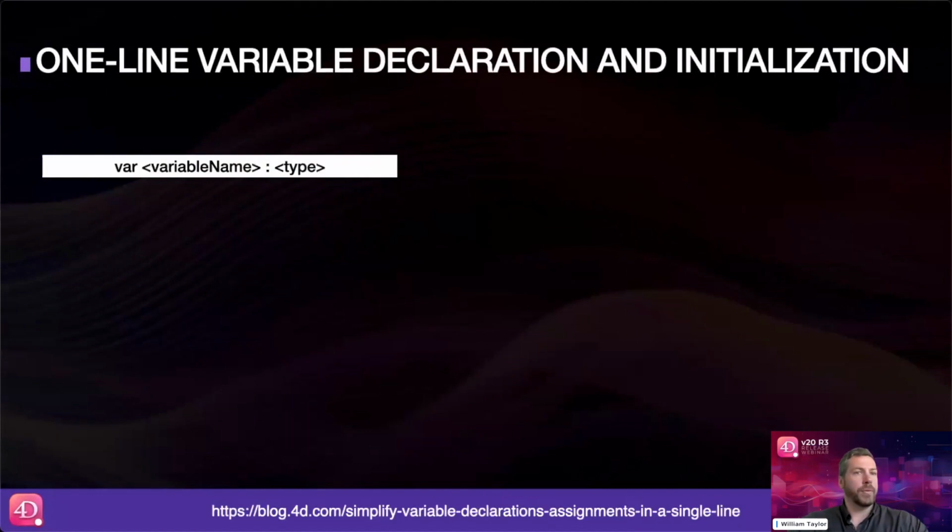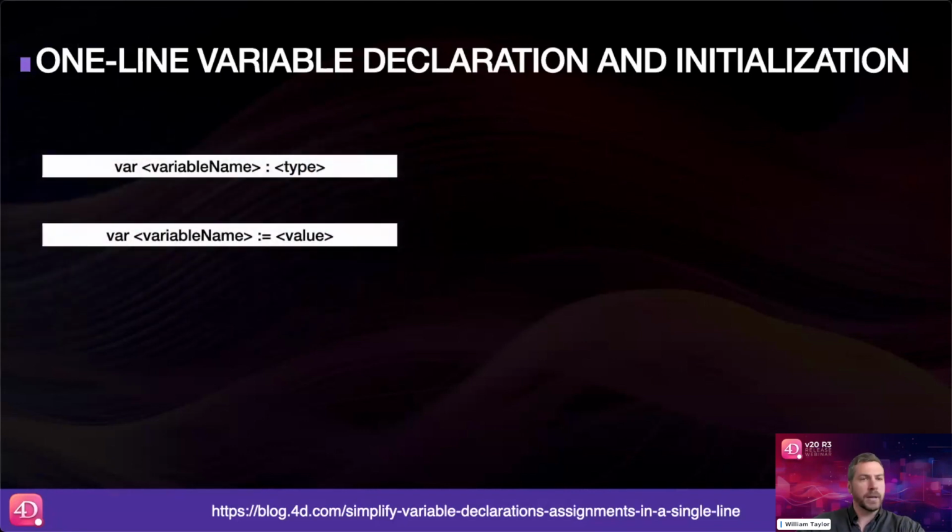With 20R3, programmers can now declare... For a few versions, 4D developers have been able to declare their variable types like this: the variable name, colon, and then the type, integer, date, what have you. So you were able to do that. It required a few lines to instantiate the object, because then you need to set the object to its original value later.